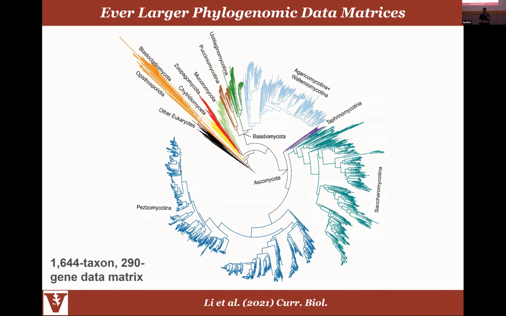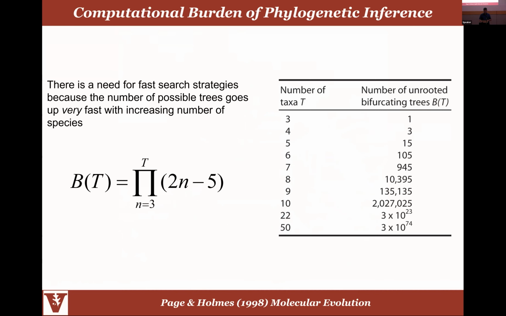Now, as we move forward, we're building even larger data matrices. So here is a phylogeny from last year that we built, a phylogeny of the entire kingdom of fungi. It has 1,600 species, genome-scale amounts of data. We were able to find 290 or so genes for that data matrix. And so the tasks are getting bigger.